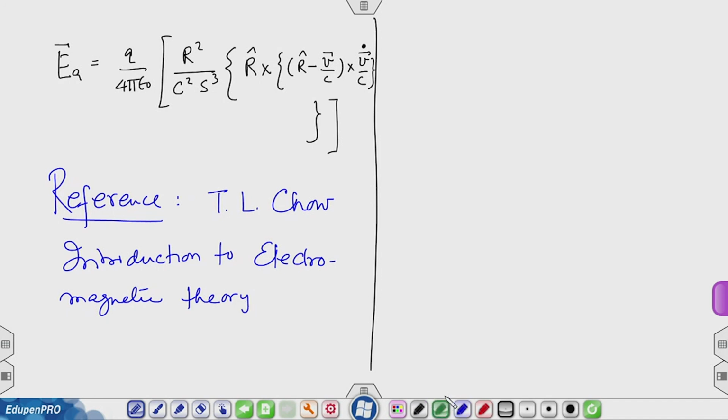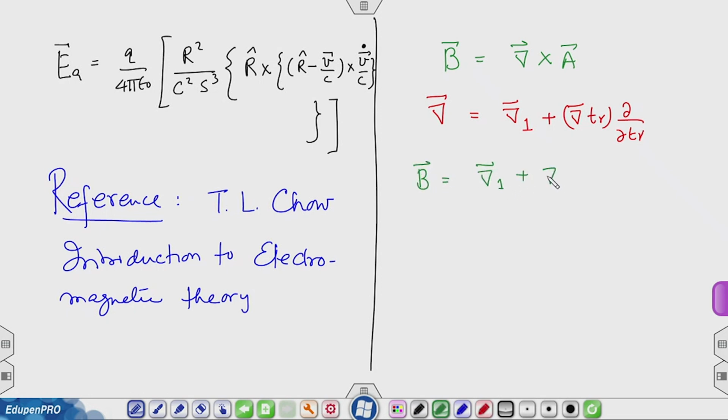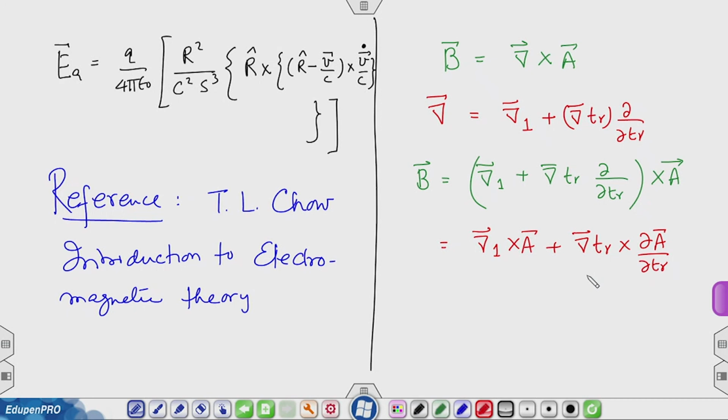Now, in the same manner, I can calculate the B field, which is curl of A, and again keep in mind that the curl operator is with respect to R alone plus grad T R, which we have calculated, d by dt R, and therefore, the B field is going to be del 1 plus del T R d by dt R cross A. When you calculate this, it is going to be equal to grad 1 cross A plus grad T R cross d A dt R. There will be these two terms.